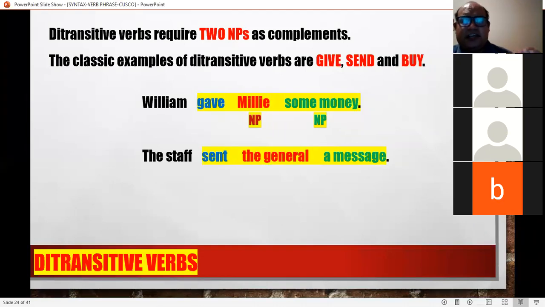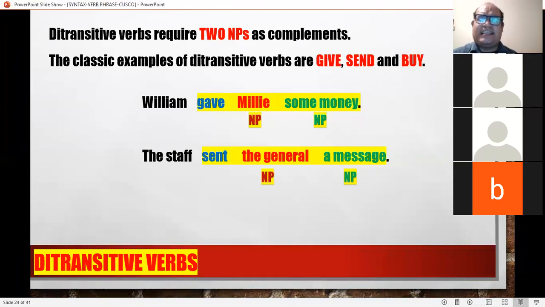Another, the staff sent the general a message. Again, we have the verb sent, then we have the general, a noun phrase, an object, and a message, another noun phrase, and another object. So we have two objects. So notice the transitive verbs require two noun phrases or two objects as complements.